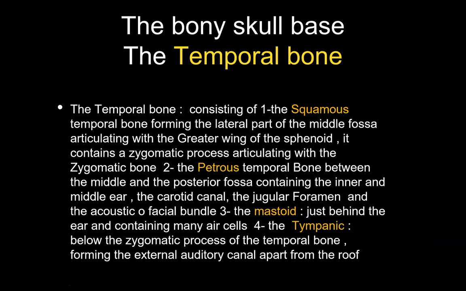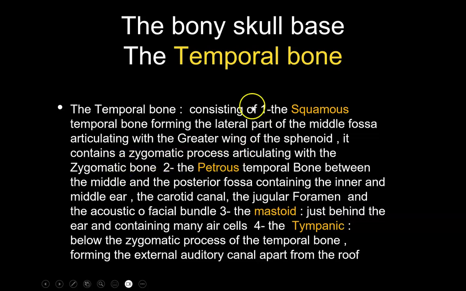The temporal bone, as we are saying, has a squamous part, petrous part, mastoid part, and tympanic part. The squamous part forms the lateral part of the middle fossa. We saw that the greater wing is the medial part containing the foramina. Lateral to it is the squamous part of the temporal bone, and it contains the zygomatic process articulating with the zygomatic bone.